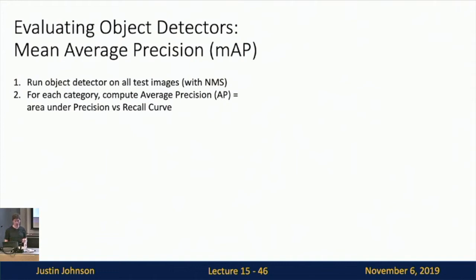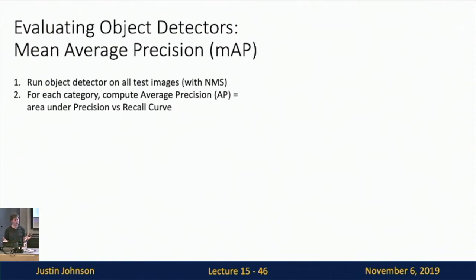And now to do it, what we're going to do is first run our trained object detector on all of the images in the test set, and then we'll use non-max suppression to eliminate these duplicate detections on the test set. So then after this, we'll be left with a bunch of detected boxes for each image in the test set, and for each of those boxes, we'll have a classification score for each of the categories that we care about. And now for each category, we're going to separately compute a number called the average precision, which tells us how well we are doing overall on just this one category.